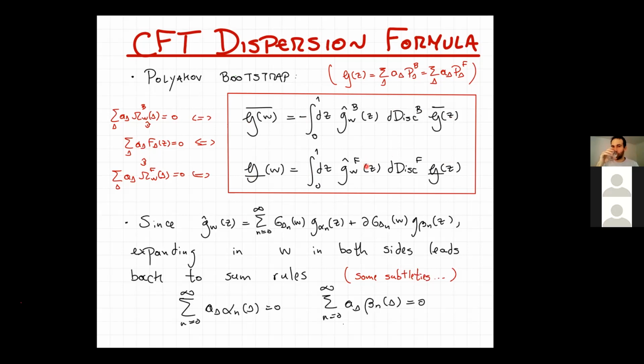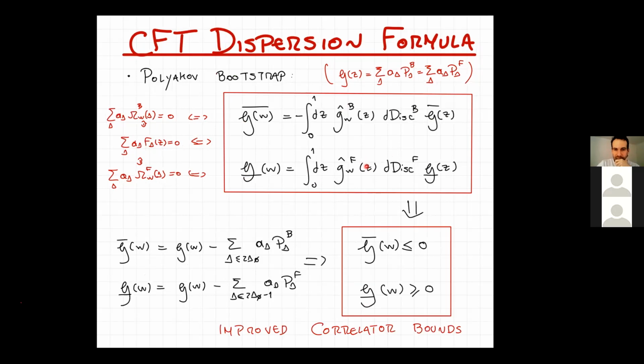Yeah, I have a question. The bounds that you just mentioned, for operators with dimensions between 0 and 2 delta phi minus 1, can you obtain the same bounds using the usual Polyakov bootstrap equations somehow? Sorry, which bounds? The bounds on the correlator, the ones that you just showed on the last slide.